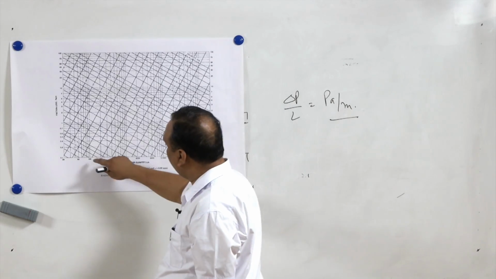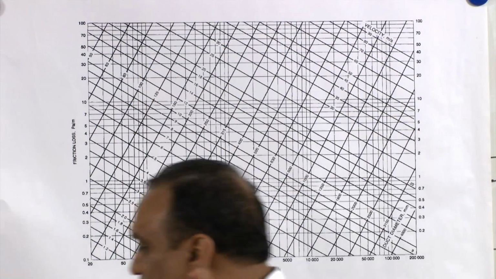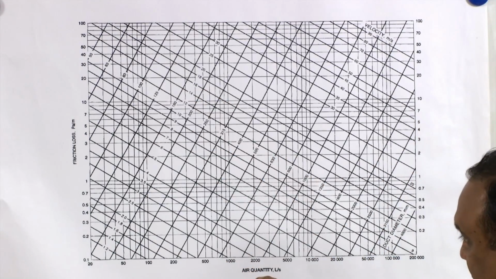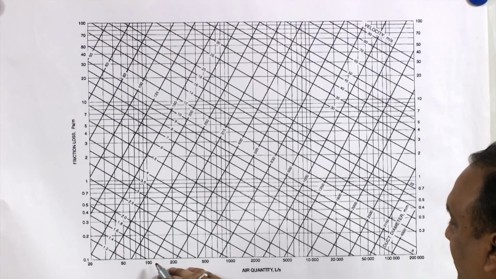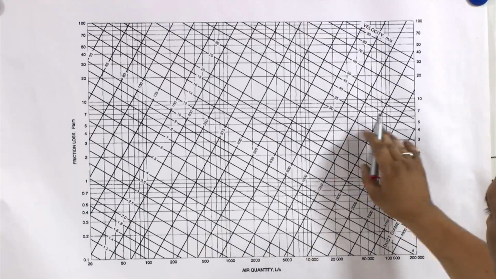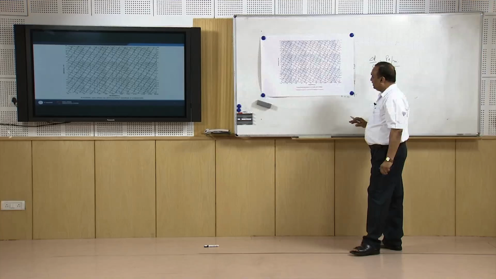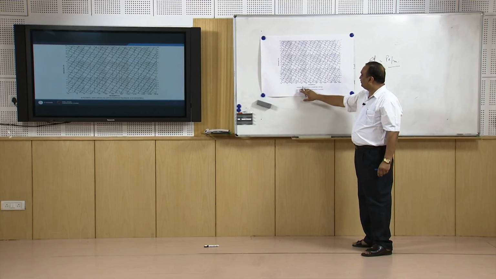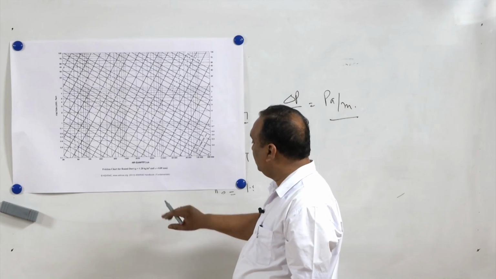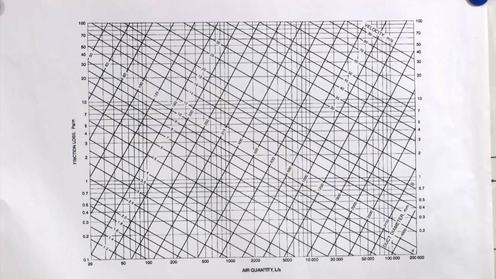The vertical lines in this chart are for constant air quantity. Horizontal lines are for constant pressure drop. This chart is a friction chart for round ducts. The density of air is assumed to be 1.2 kg per meter cube, and the roughness of the GI duct surface is 0.09 millimeter. This chart is taken from the ASHRAE Handbook of Fundamentals 2013.